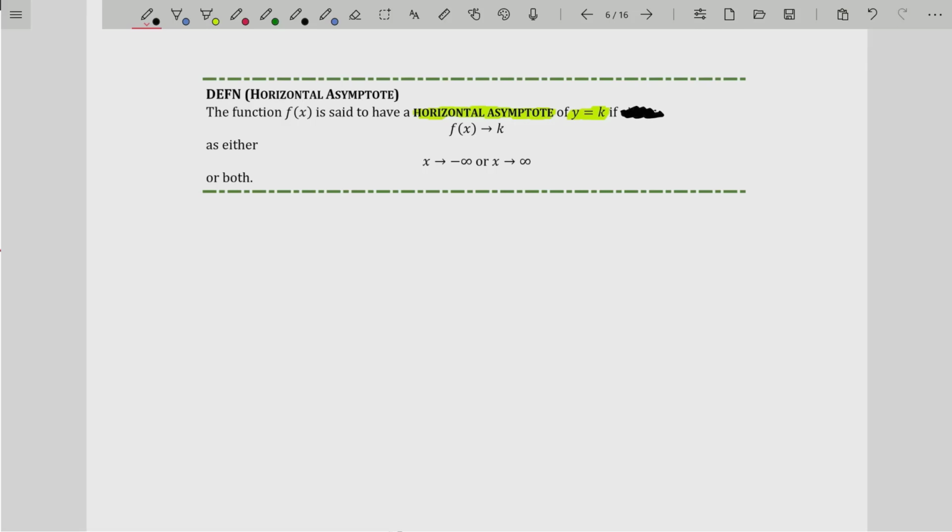I should mention here, just like we said with the vertical asymptote, all you really need is one side to go to a constant. So let's say that you have a function that looks like this. And as x is going to infinity, the y values seem to be approaching a height of, let's just say, 3. Well then, 3 is called a horizontal asymptote.